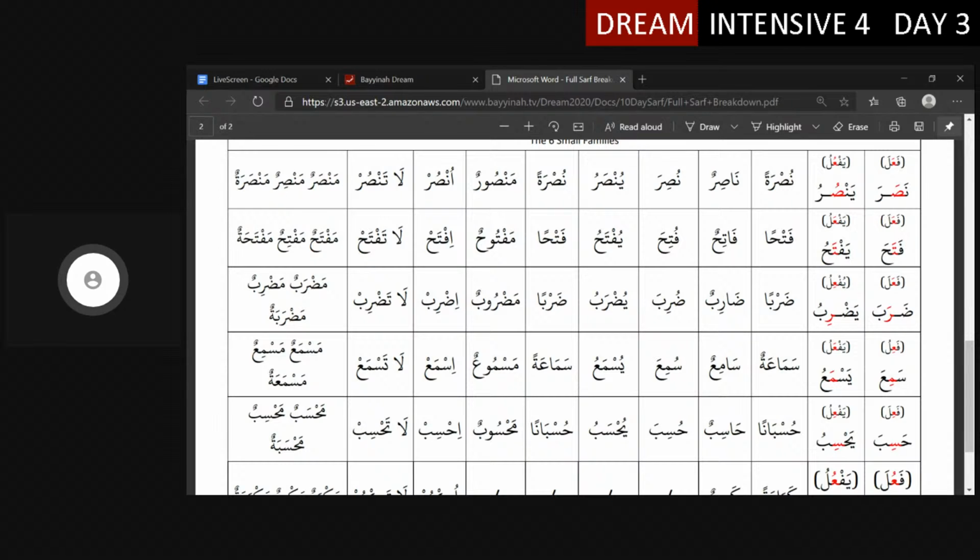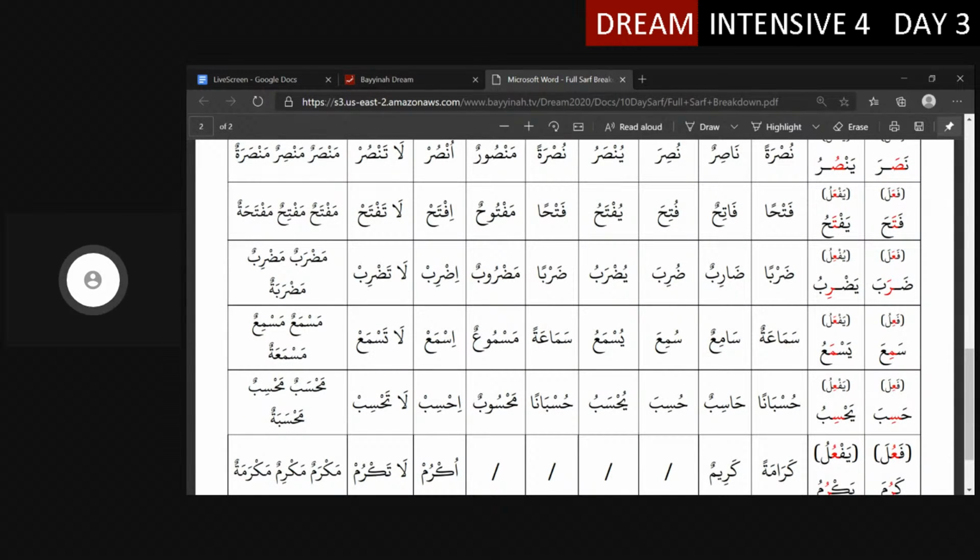On the pattern of فعل, I messed this one up as well. فعل يفعل، not يفعل. ضرب يضرب ضربا فهو ضارب، ضرب يضرب ضربا فهو مضروب، الأمر منه اضرب والنهي عنه لا تضرب والظرف منه مضرب ومضرب ومضربة. On the pattern of فعل يفعل، سمع يسمع سماعة.